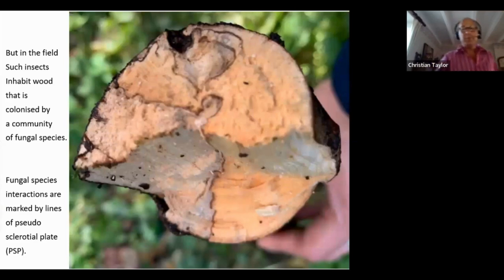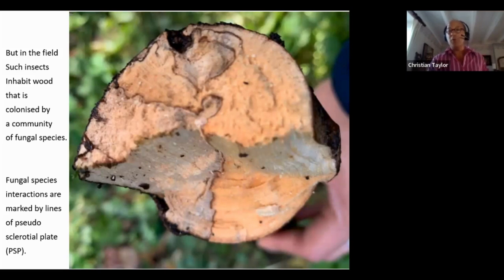The other thing about looking for these in the wild is that when I was looking inside the pieces of wood where the larvae were, I found that there were these black lines, and partly because my PhD supervisor, Alan Rayner, had done some work on pseudosclerotial plates, I knew a little bit about these. So it occurred to me that maybe there was something about these black lines that might have something to do with locating the populations of these insects. So I started to hypothesize that perhaps the insects might find some attraction to residing near these pseudosclerotial plates.